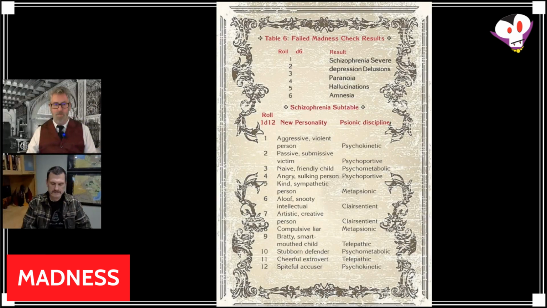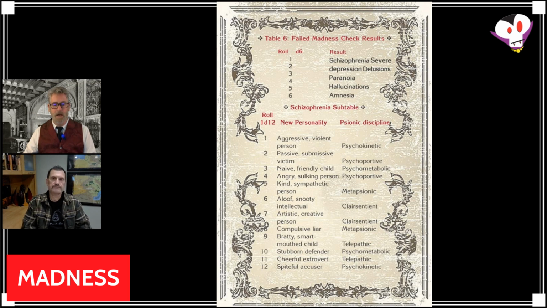Yeah, the possible outcomes. Let me see here. Let's bring up this failed madness check results. If you look at the top of this document, if we roll the 1d6, if you indeed go crazy, if you roll the 1, you get schizophrenia. Or 2, depression. 3, paranoia. Hallucinations, amnesia. All kinds of things can happen, and these have different types of effects.